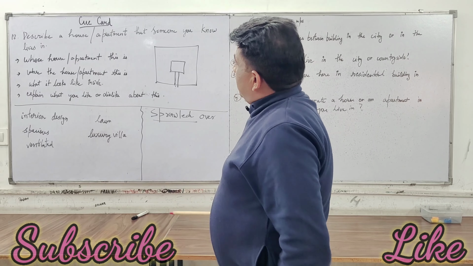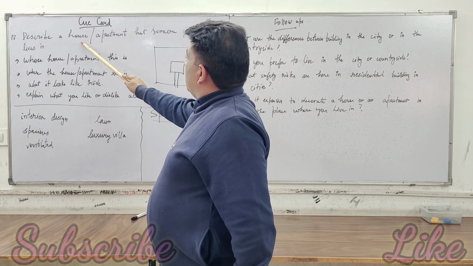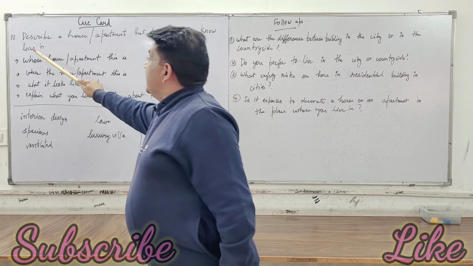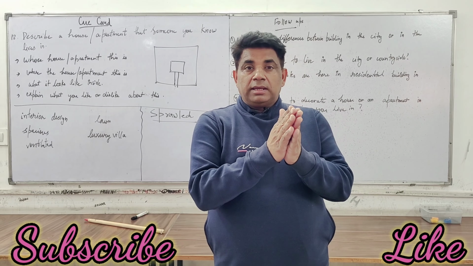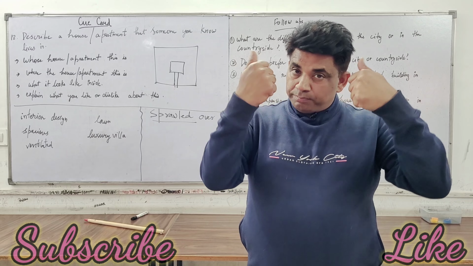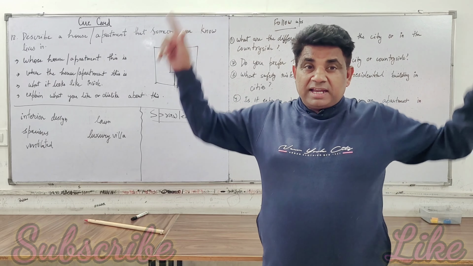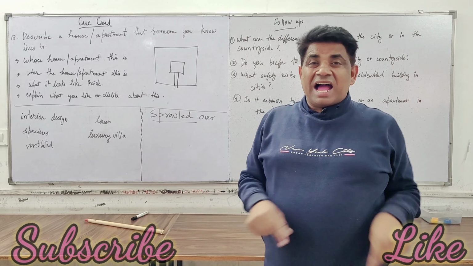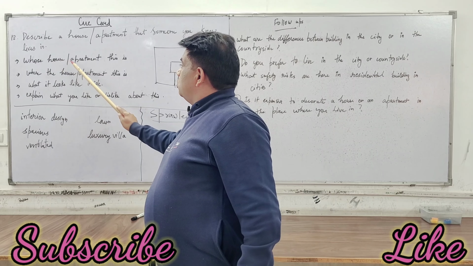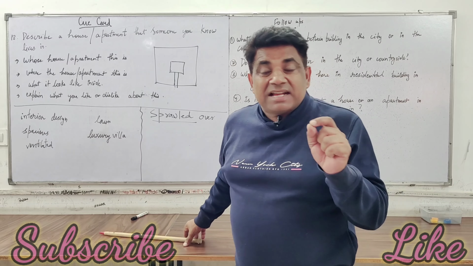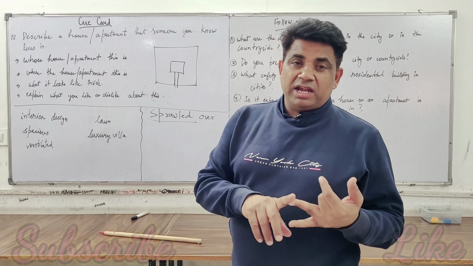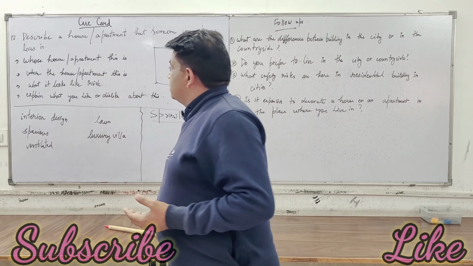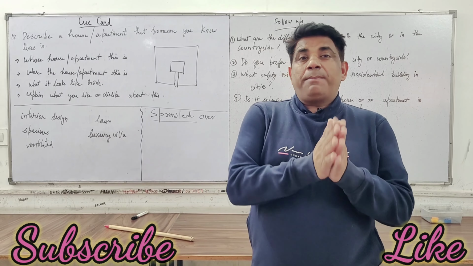It's an interesting cue card about a house or apartment that someone you know lives in. You have to describe that house: whose house or apartment this is, your friend or your relative, and where the house or apartment is.